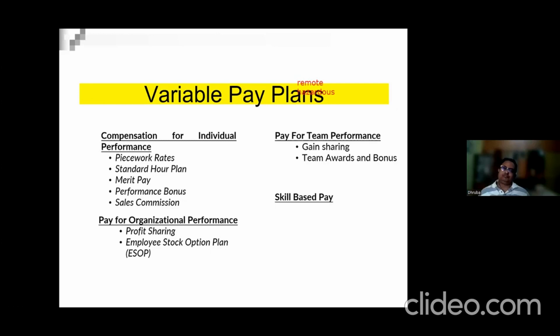Have you heard of profit sharing? Yes. This organization has made so much profit. So 10%, 15% of it is shared with the employees. Then, like Dhruva was talking about, the employee stock option plan, ESOP. I will just park that because I want to explain that to you elaborately. Very common, gain sharing. Has anybody heard of gain sharing?